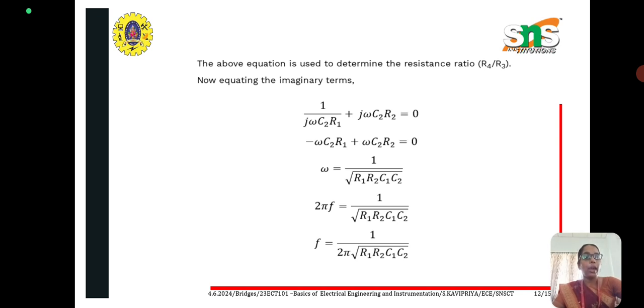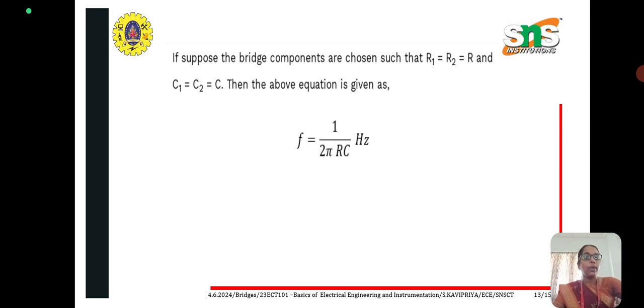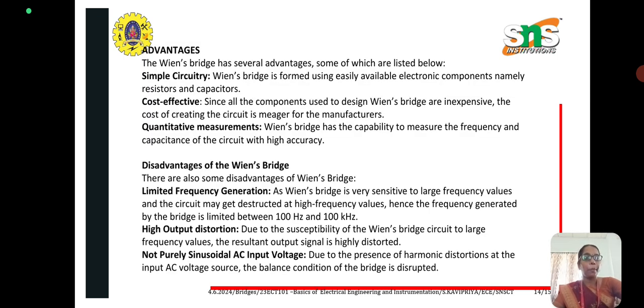From this, omega is nothing but 1 by square root of R1 R2 C1 C2. We all know omega is equal to 2 pi f. So 2 pi f is equal to 1 by square root of R1 R2 C1 C2. So here we are considering that R1 is equal to R2 is equal to R, and C1 is equal to C2 is equal to C. So while substituting this condition, we'll be having f is equal to 1 by 2 pi RC Hertz. So the unknown frequency is obtained and also the unknown capacitance is obtained.